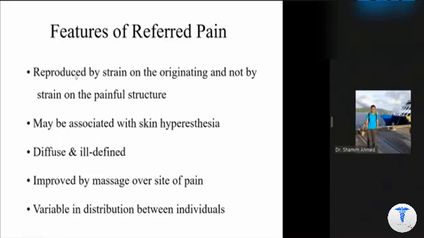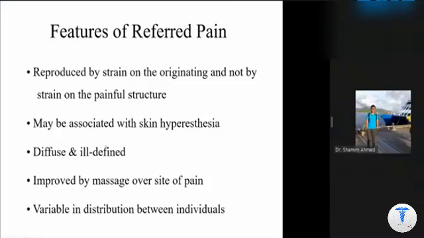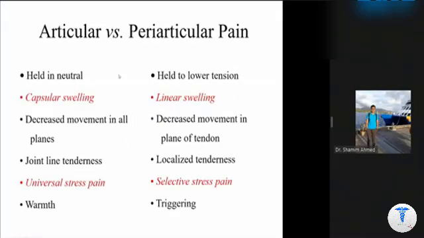It is reproduced by stress on the originating structure, not by stress on the painful structure. It may be associated with skin hyperesthesia. It is diffuse and ill-defined, it is improved by measures over the site of the pain, and it is variable in distribution. Now, what is the difference between articular and periarticular pain?